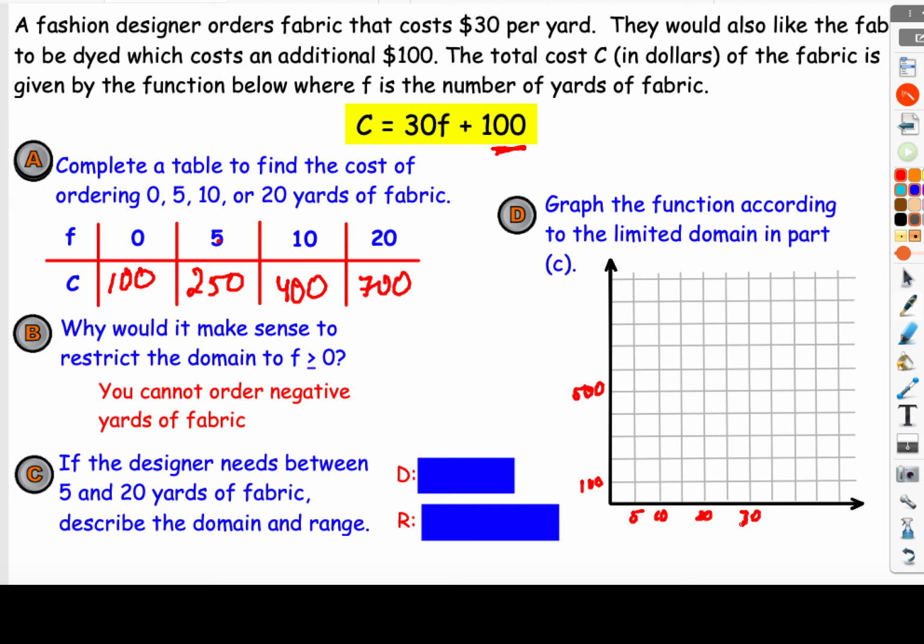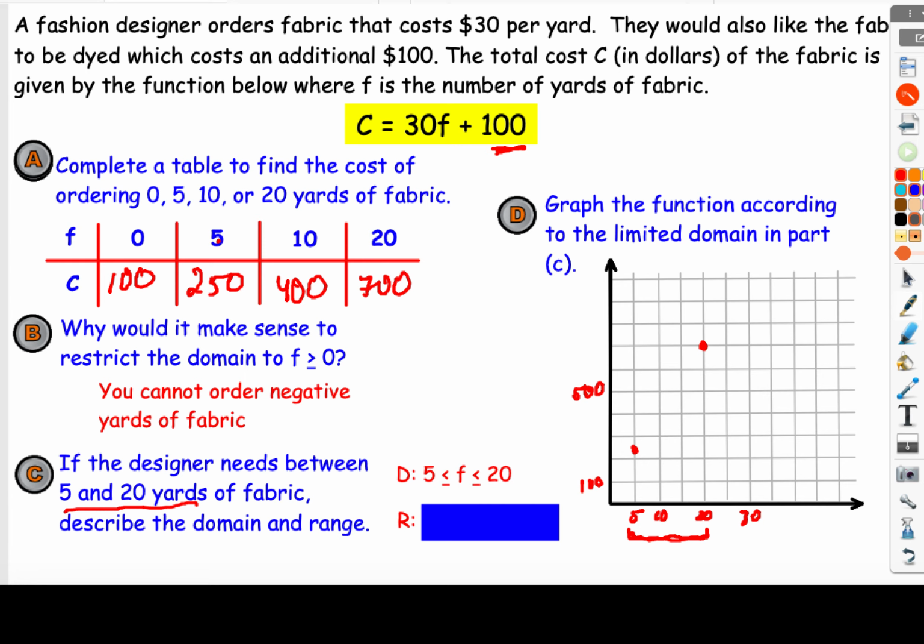But now notice the graph here, we want to do it for part C. And notice in part C, the designer decided, wait a minute, I want 5 to 20 yards. My domain is only going to be from 5 to 20. So I only want to be between this area here. So I want to plot 5, 250, and I want to plot 20, 700. I don't want to go beyond there. I'm not going to draw any arrows because really I just want to be in between those.